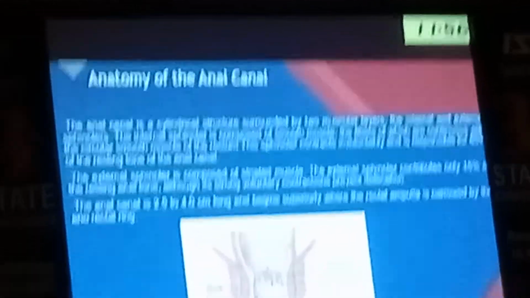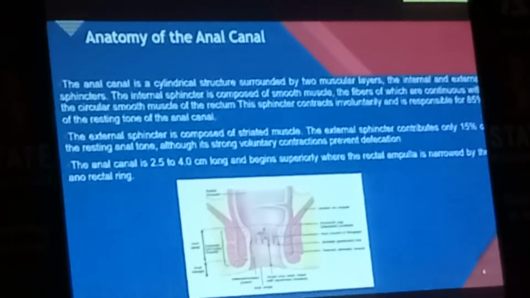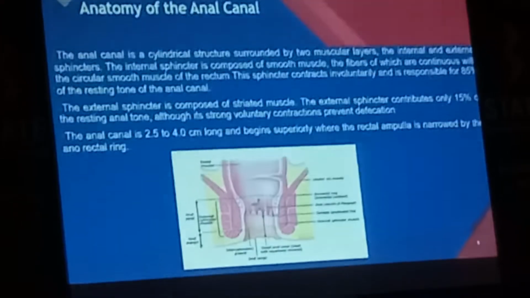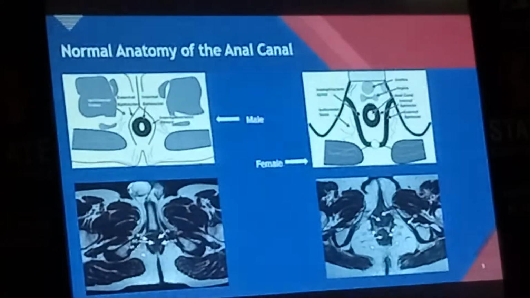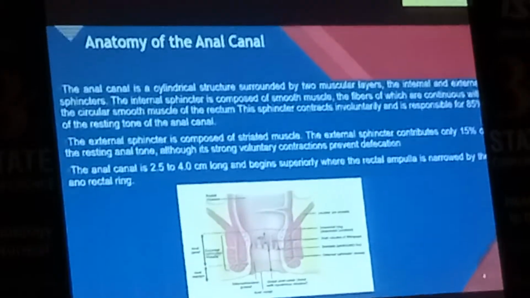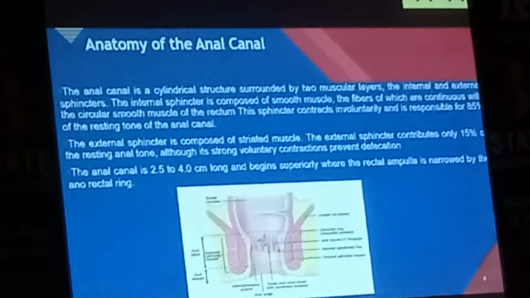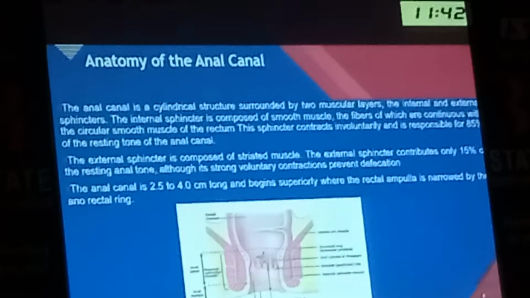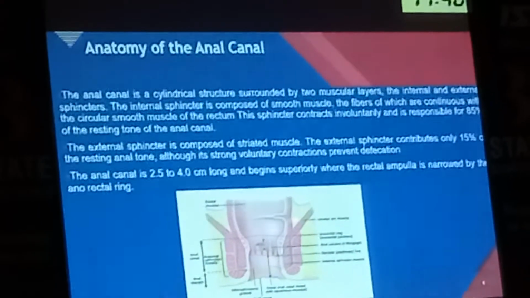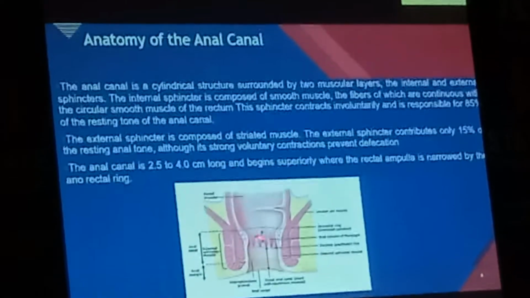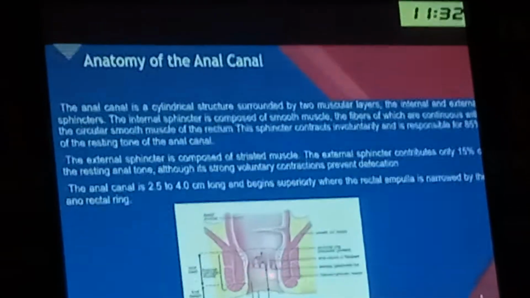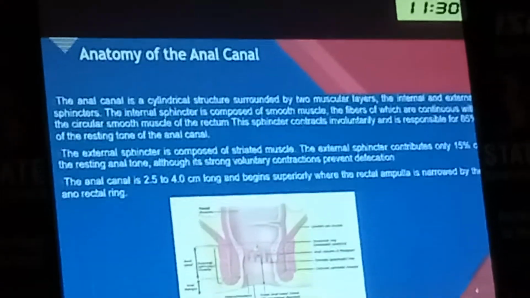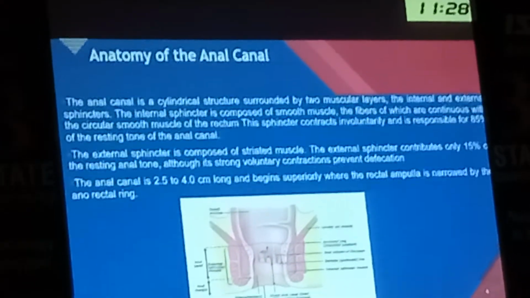And the anal canal is 2.5 to 4 centimeters long and begins superiorly where the rectal ampulla is narrowed by the anorectal ring. That means from here it is the upper part, it is rectum, then it is the anal canal. It is the superior anal canal, and this is the inferior. Two thirds is here, the dentate line, it is the superior part and inferior part.